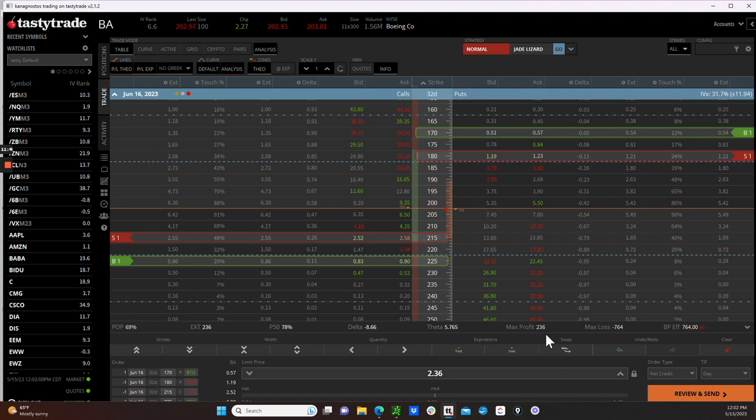Our max loss is the difference between the width of the spread and the credit collected, in this case $764. Our probability of profit is 69%. We skewed this somewhat to the downside in light of the negative momentum conditions, so our deltas come in at just over 8 short deltas, and we pick up a daily theta of $5.80. Let's go and take a look at the risk graph.